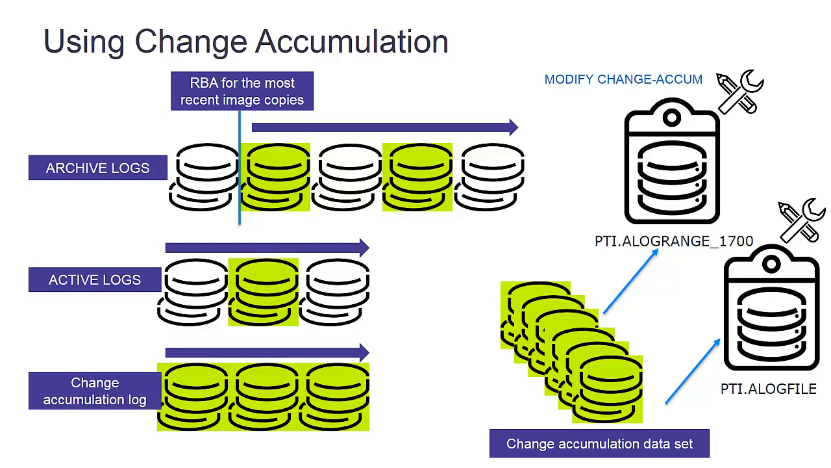Recovery information for this log is stored in two change accumulation recovery tables. The first table is PTI.ALOGFILE. This table contains one row for each change accumulation file and is analogous to SYSCOPY. The second table is PTI.ALOGRANGE_1700. This table contains one row for each object or partition and is analogous to SYSLOGRANGE. To find out more about how you can maintain these two tables, review the documentation for CA Merge Modify at docops.ca.com.